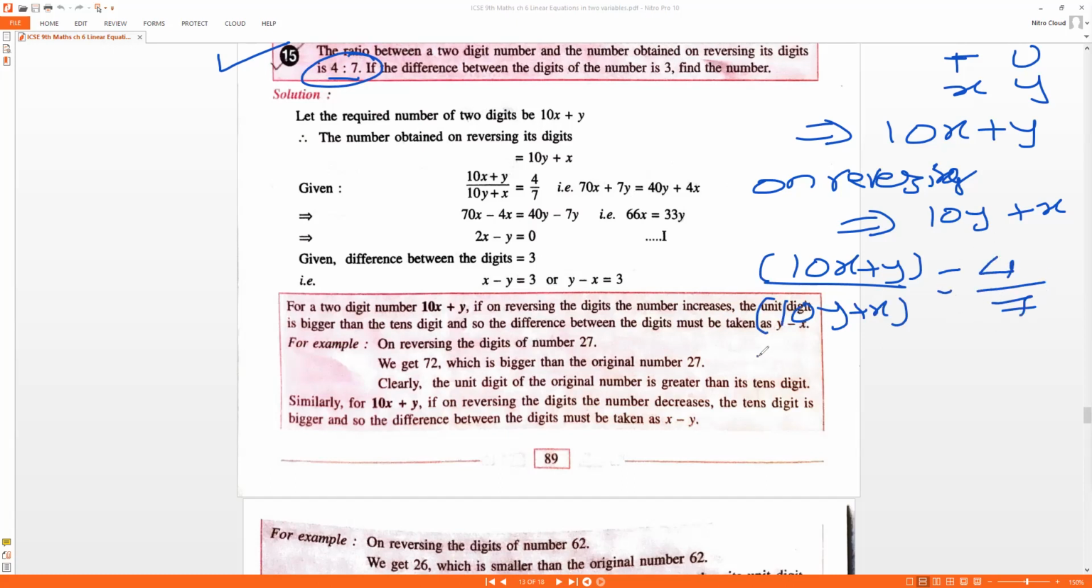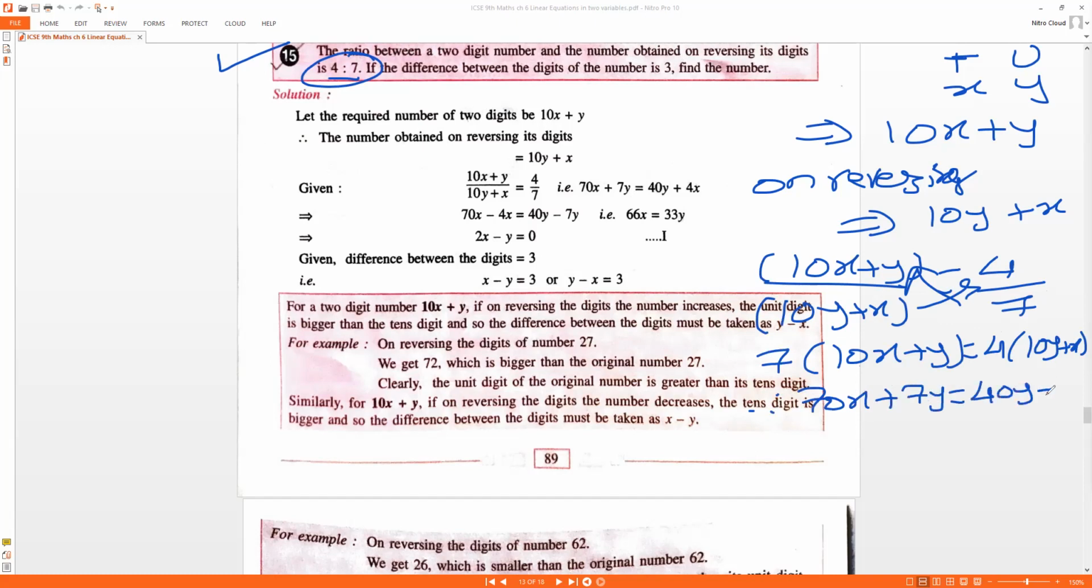So when you cross multiply, you get 7 into bracket 10x plus y is equal to 4 into bracket 10y plus x. You get 70x plus 7y is equal to 40y plus 4x. So you'll get one equation out of this. What is that equation? You get 70x minus 4x plus 7y minus 40y is equal to 0.